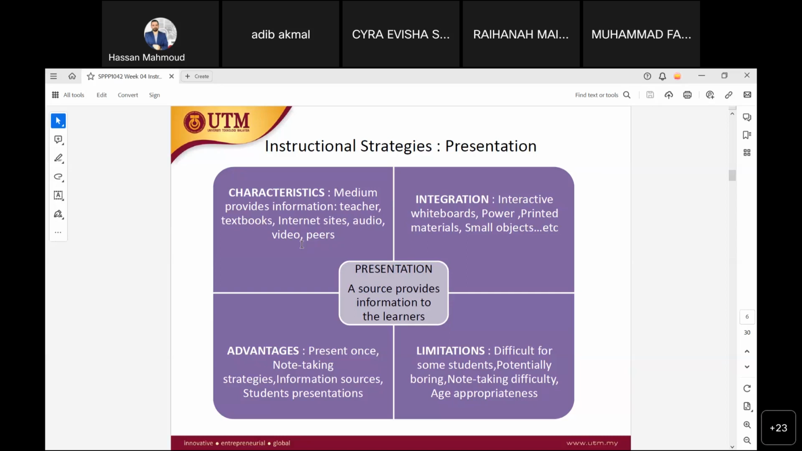For the advantages of this method, you are the one who is responsible to share the information. All right? The limitation, it's very difficult for some students to be, let's say, with you all the time. Okay? So the presentation method, from our explanation, my question is: is it teacher-centered or student-centered?